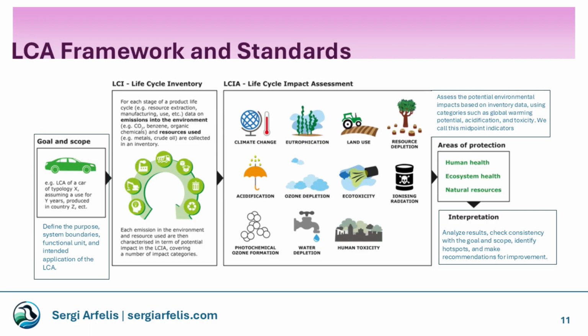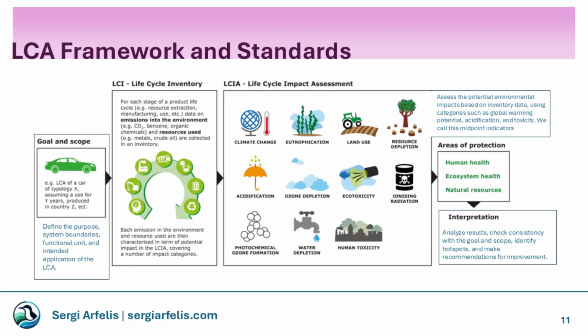Life cycle impact assessment. In this stage, you evaluate the environmental impacts based on the data collected. For the building, you would look at how much the materials and energy use contribute to climate change, resource depletion, or water pollution. For example, you might find that using cross-laminated timber instead of concrete reduces the building's carbon footprint, or that certain HVAC systems lower operational emissions.